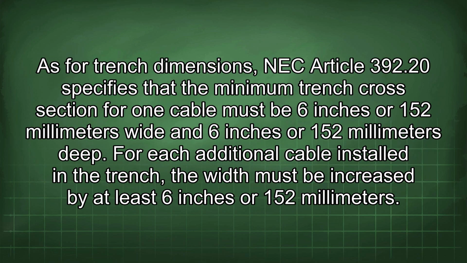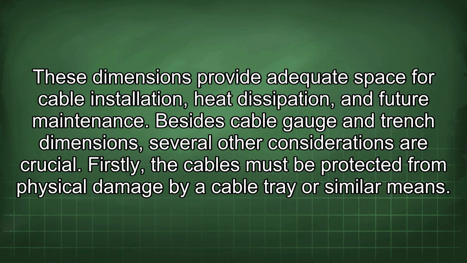As for trench dimensions, NEC Article 392.20 specifies that the minimum trench cross-section for one cable must be 6 inches or 152 mm wide and 6 inches or 152 mm deep. For each additional cable installed in the trench, the width must be increased by at least 6 inches or 152 mm. These dimensions provide adequate space for cable installation, heat dissipation, and future maintenance.